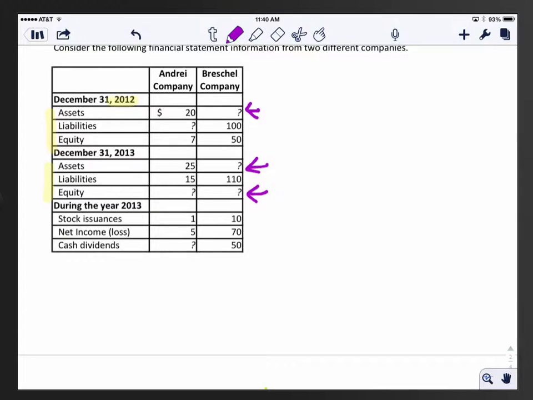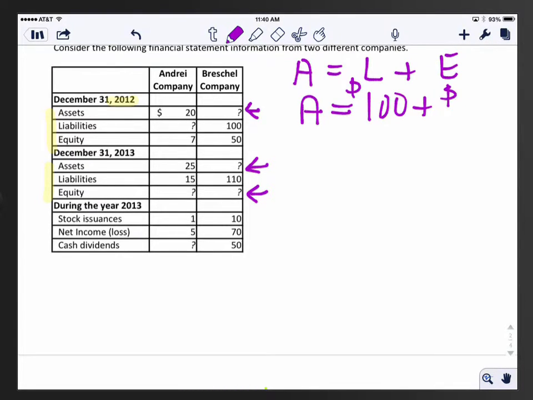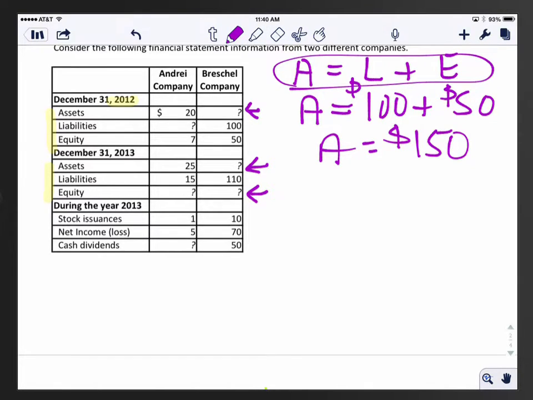So let's start out with something we know is easy. Let's look at our accounting equation. Assets equal liabilities plus equity. What do we know? Well, assets is unknown, so I'll just leave the A in there. Liabilities are 100. Equities are 50. That means assets equals 150. Okay? We're just solving that accounting equation as we have been doing before.